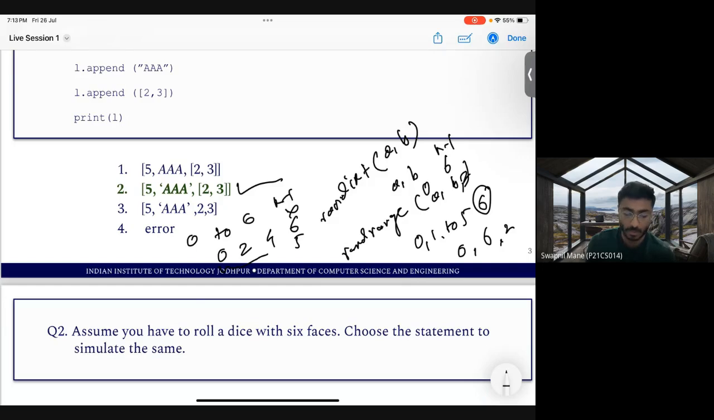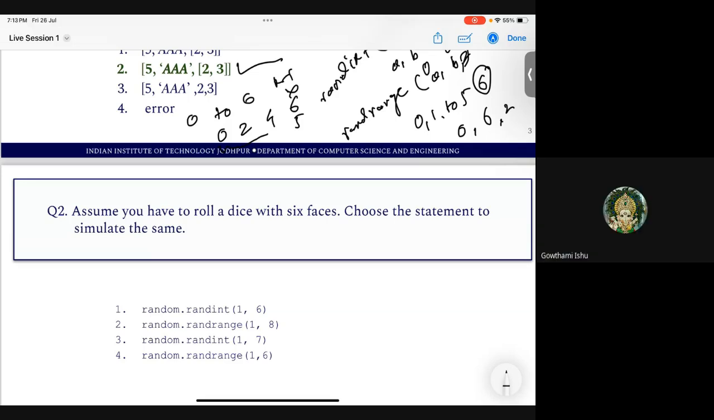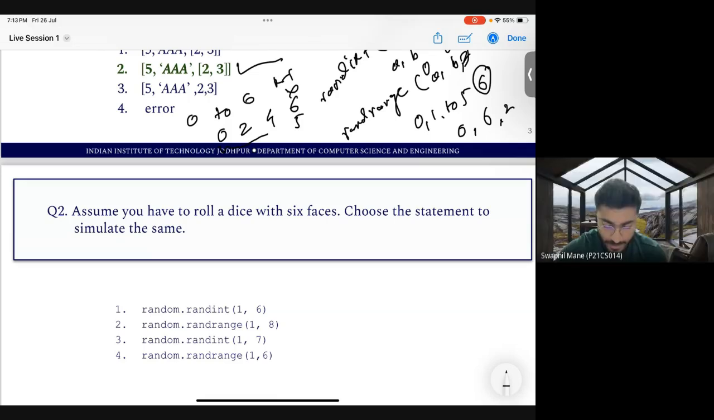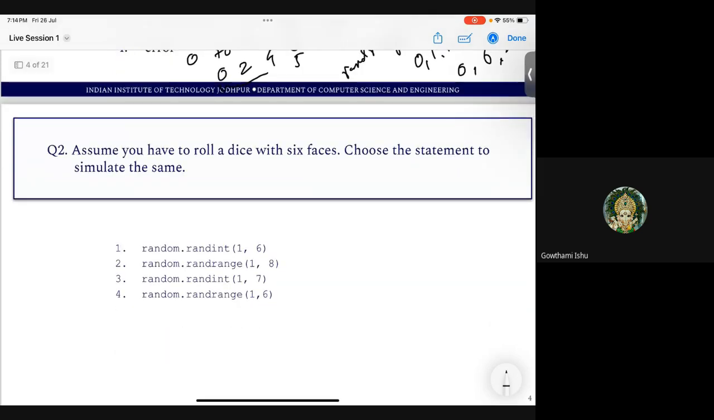Let's have a look at the options of this question. Two of the functions have been implemented here, randint and randrange. Yeah, Gautami. Yes, option 1, random.randint(1, 6). That's correct. And what about option 4? It contains the parameters 1 comma 6, and 6 is not included, but the die has 6 faces. That's why option 1 is right.